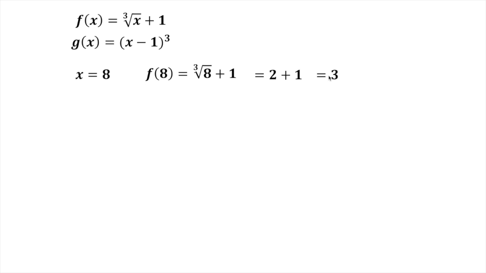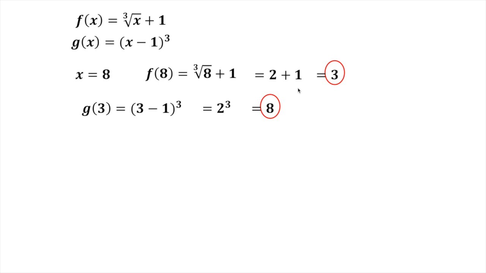Now, if this one is really my inverse, I ought to be able to take my output and switch it. So this becomes my input on the second one. So I'll do that now. The 3 becomes my input. 3 minus 1 cubed. 3 minus 1 cubed, let's see, 3 minus 1 is 2. 2 cubed is 8.